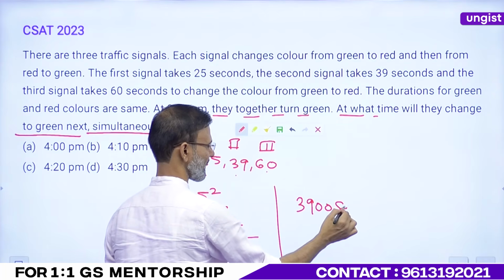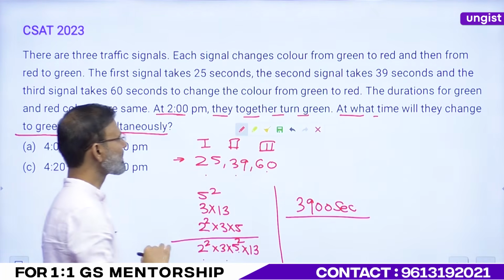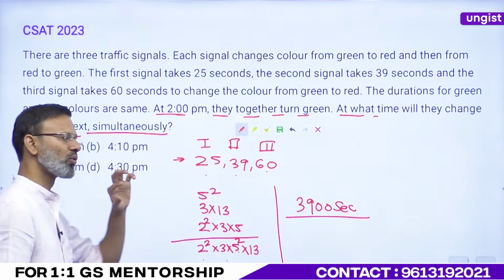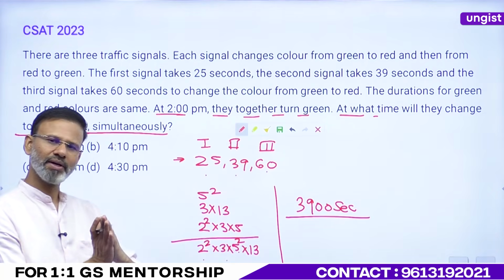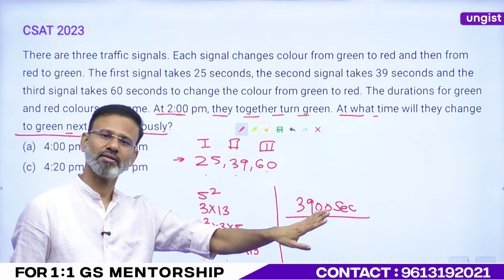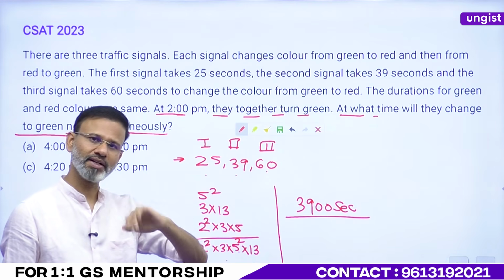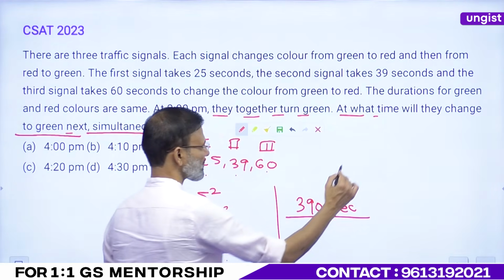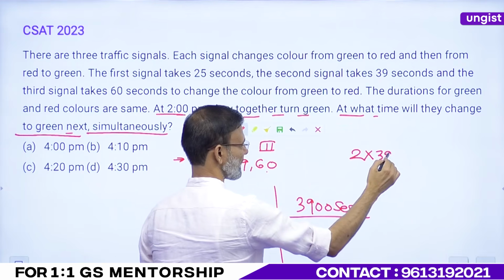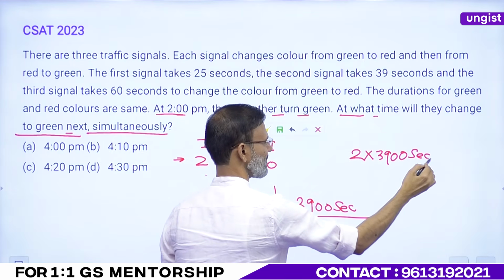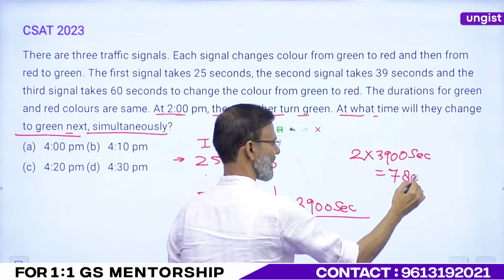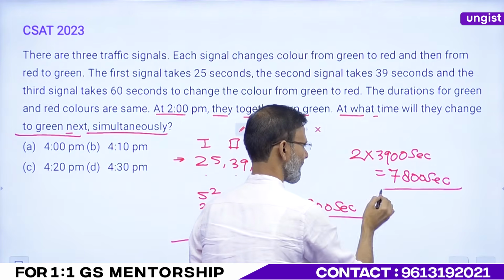So 3900 seconds. Question is saying at what time they will go green next. So green to red and then red to green. So there are 2 intervals of 39 seconds. So 2 into 3900 seconds. 2 into 3900 seconds means 7800 seconds. So the answer is after 7800 seconds.